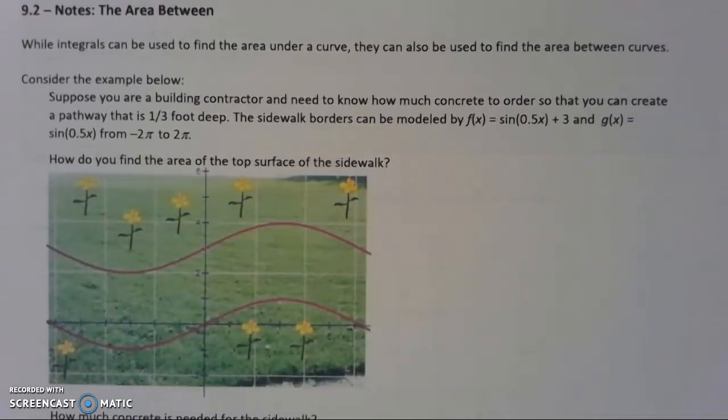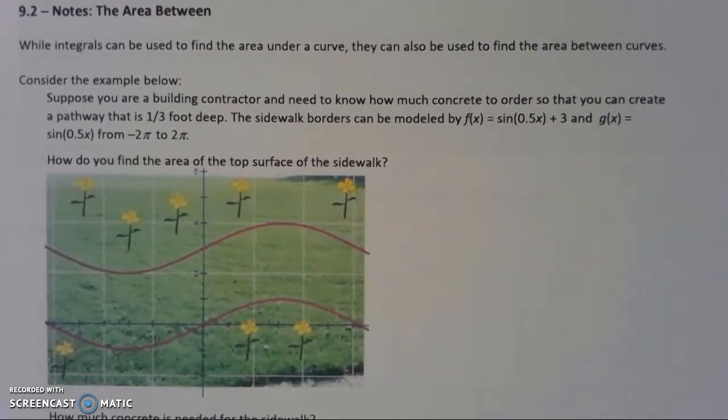Suppose you are a building contractor and need to know how much concrete to order so you can create a pathway that is 1/3 foot deep. The sidewalk borders can be modeled by f of x equals sine 0.5x plus 3, and g of x equals sine 0.5x, from negative 2 pi to 2 pi. So the question is, how do we find the area of the top surface of the sidewalk? Then we're going to find out how much concrete we're going to need. That means we need to find the area, the space between these two curves.